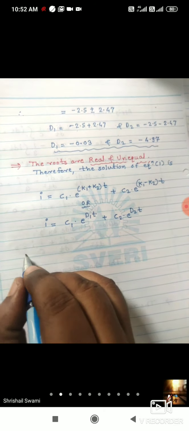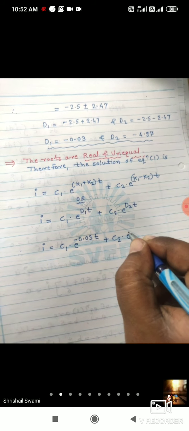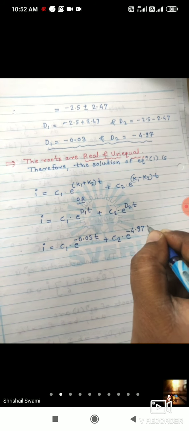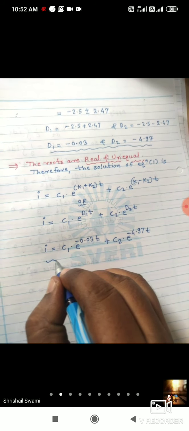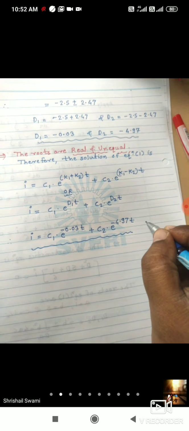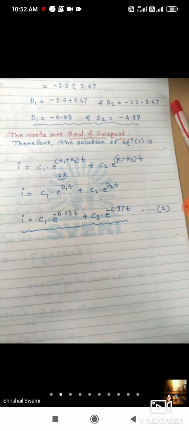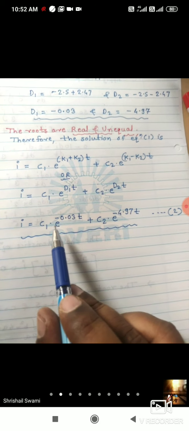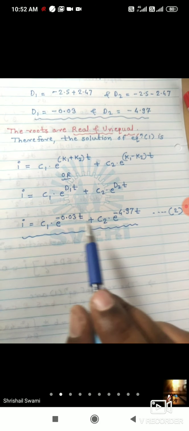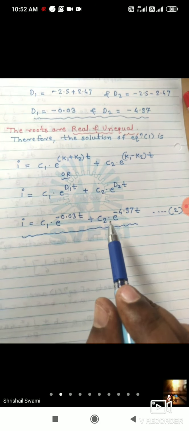So I is equal to C1 into e raised to D1, which is minus 0.03, into T, plus C2 into e raised to minus 4.97 into T. So this will be equation number 2. The problem is still not completed because we need to find the arbitrary constants C1 as well as C2. So how do we find these arbitrary constants? We have to use the initial conditions.